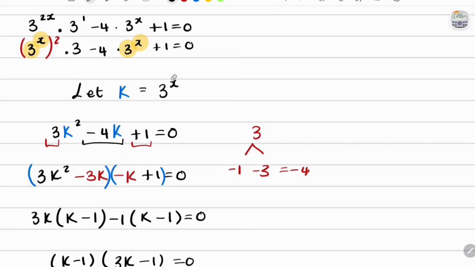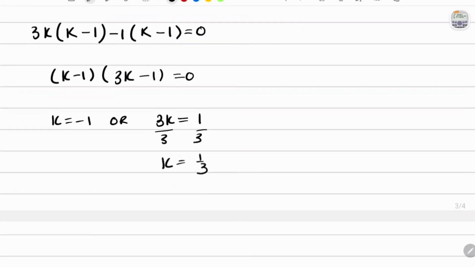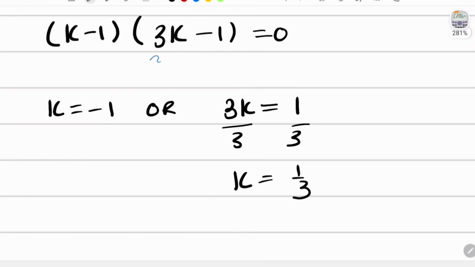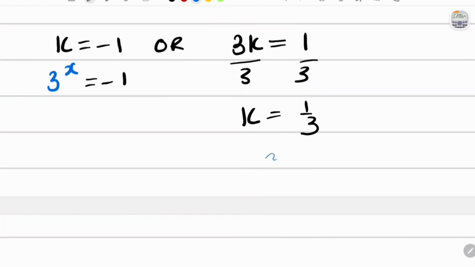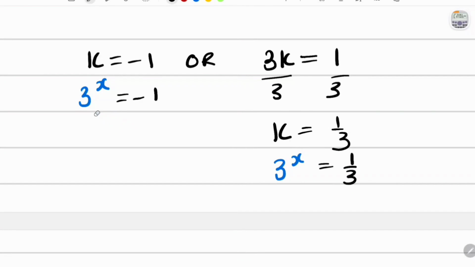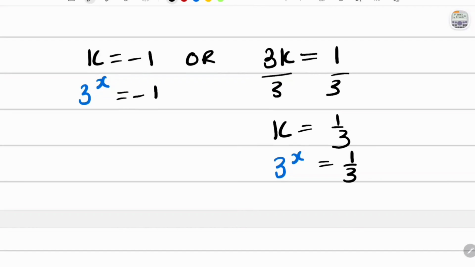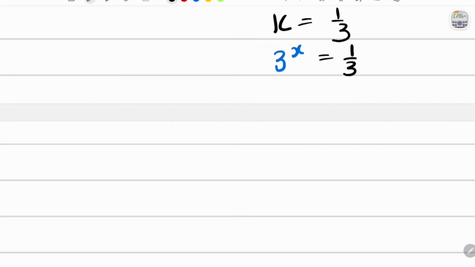So k is equal to 3 to the power of x. So in place of k, I'm saying 3 to the power of x is actually equal to -1. Now come back to that. And here, 3 to the power of x is equal to 1 over 3. Okay, so let's go ahead and try and solve for this. If you are given an equation that says 3 to the power of x is equal to -1, can you actually solve for this? An exponential expression, right?